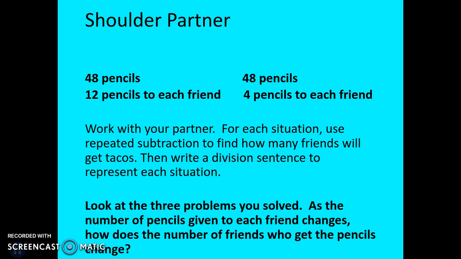The next thing that I want you to try is with 4. I want you to look at the 3 problems we solved. Once you do those on your own, as the number of pencils given to each friend changes, how does the number of friends who get the pencils change? So think about those questions in this process as you're working through those problems.